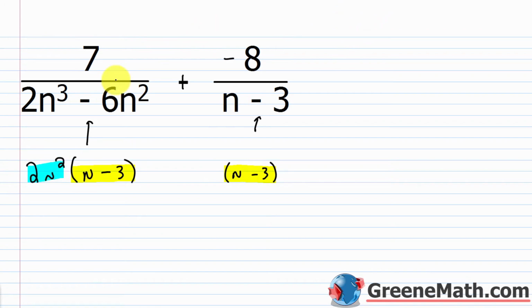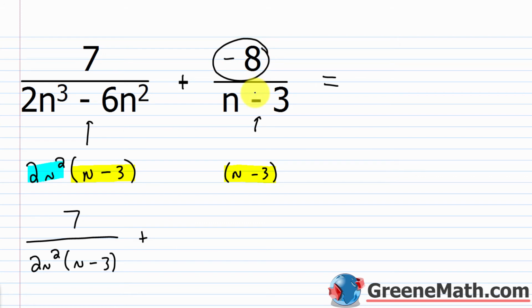So again, we come to the scenario where this first guy here is unchanged. We're just going to have 7 over 2n squared times the quantity n minus 3. And that's in factored form. Then I'm going to put plus. Remember, I changed this to negative 8. So we'll have negative 8 times, what am I missing here? I'm missing 2n squared. So times 2n squared over, you would have n minus 3 times 2n squared. So I'll put 2n squared over here like this, times that quantity n minus 3.